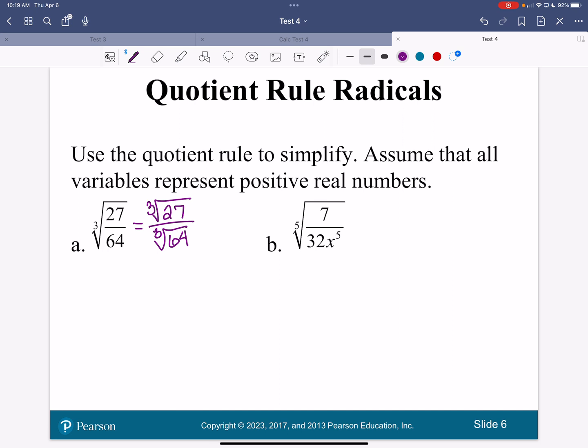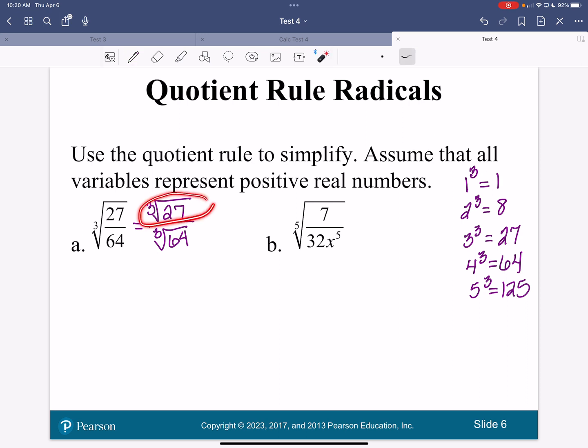Now, if we forget what cubed roots are, I'm going to list some of them off to the side. So 1 cubed is 1. What is 2 cubed? What's 3 cubed? 3 times 3 times 3. Good. What's 4 cubed? 4 times 4 times 4. 5 cubed? 125. Okay. So, can I solve the cubed root of 27? I can. So that's going to be 3. And what's the cubed root of 64? Good. Okay, so 3/4 is my answer right there.